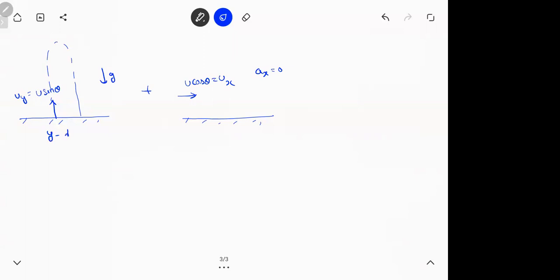So one guy is going up, u sine theta, which is uy. So you go up and come down, plus gravity is there. Another one is going horizontally, u cos theta, which is ux, and there's no acceleration in the horizontal direction. So this gives you all the information in the y direction.